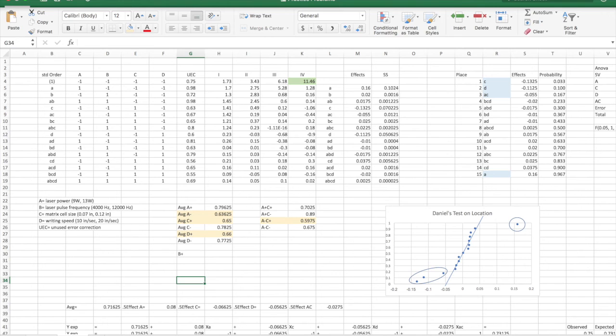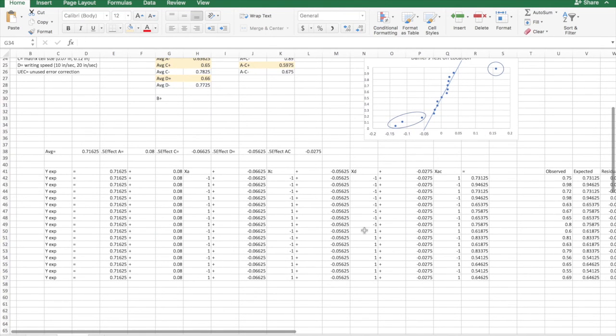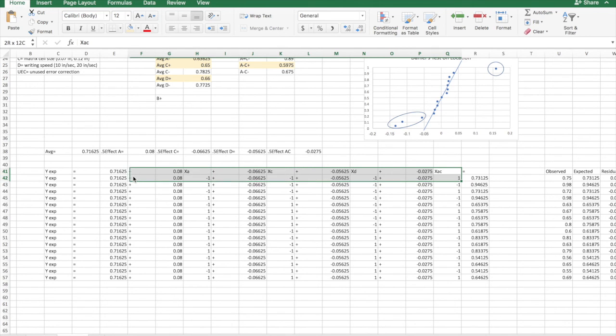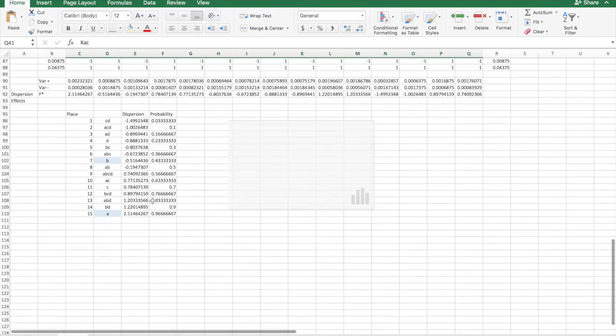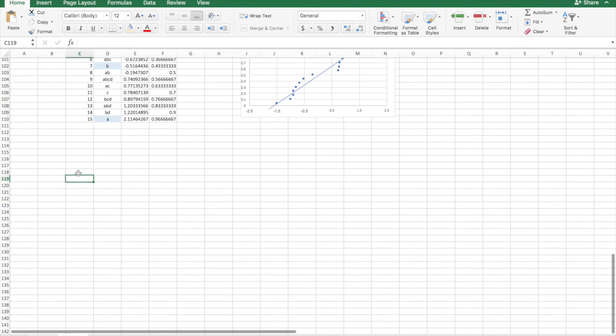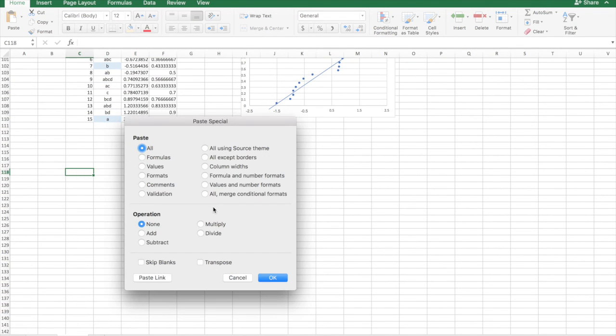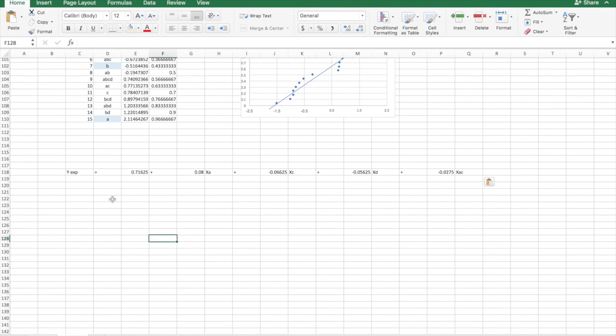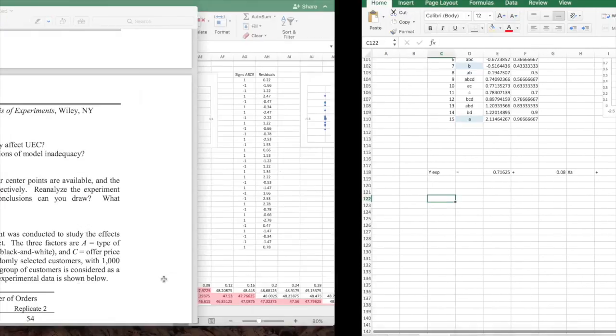Okay. Now for the contour plot, we're going to need the model regression equation, which is this one. We're going to copy it and paste it down here, paste special just values. And what we're going to do is write a table from -1 to 1 and from 1 to -1. I'm just going to check that's right.